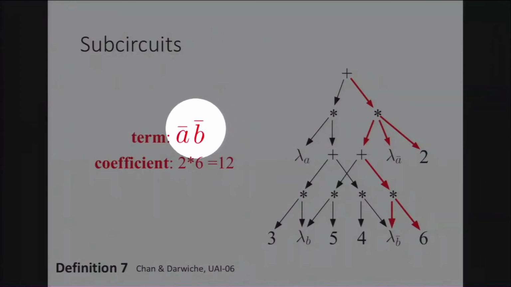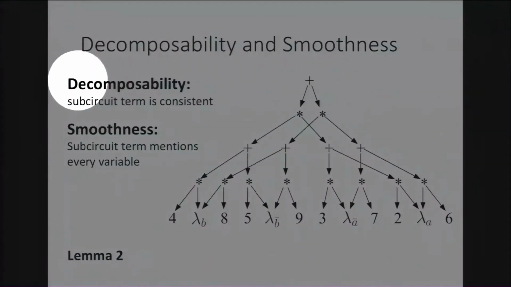Meaning, if you didn't have decomposability and you construct a term, when you go to, let's say, this side, you may find that A is true, and you go down that side, you may find that A is false, correct? There's no way that's going to happen if you have decomposability. You guys see it? When you construct this term, it must be consistent. You cannot have conflicting values. So what decomposability is saying, that the subcircuit term is consistent.